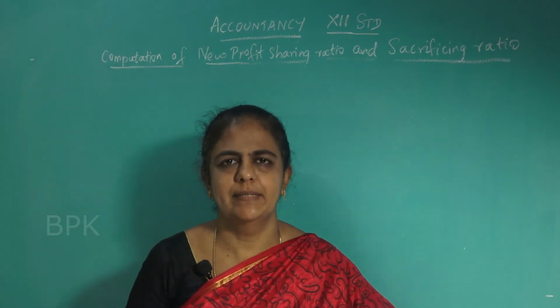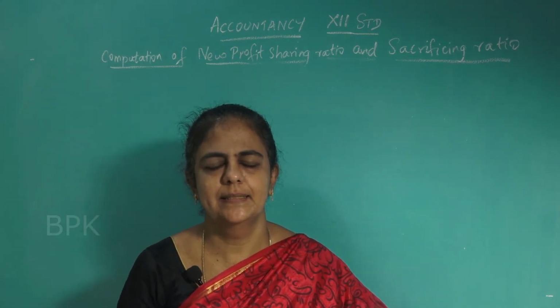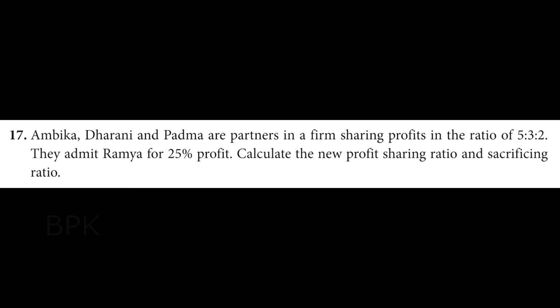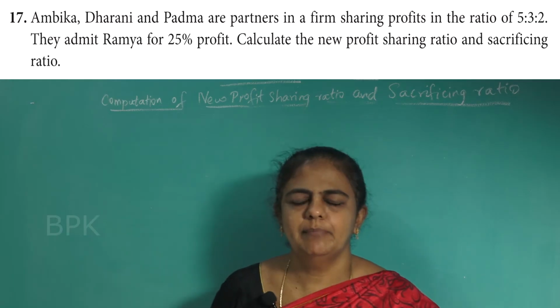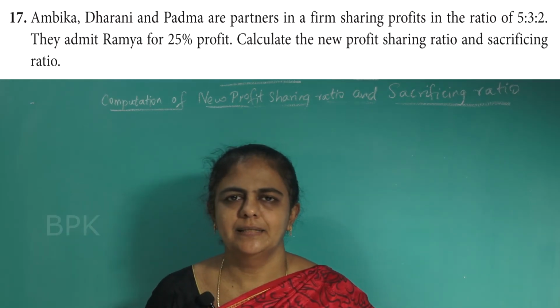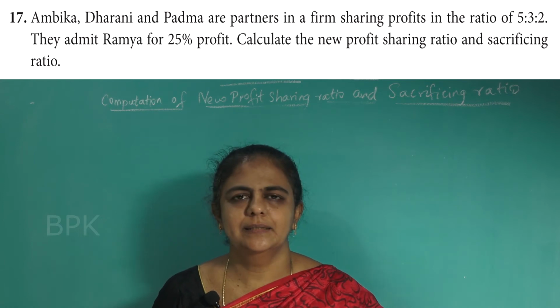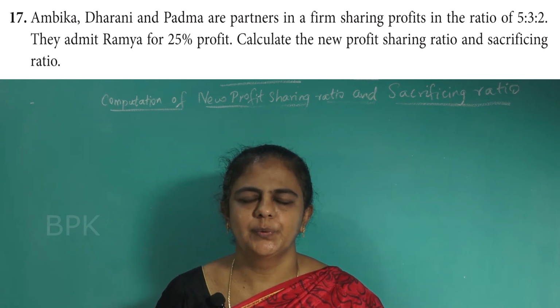Question number 17. I'll read the question. Just listen. Question number 17, page number 177. Ambika, Dharani and Padma are partners in a firm sharing profits in the ratio of 5:3:2. They admit Ramya for 25% profit. Calculate the new profit sharing ratio and sacrificing ratio. Here 3 partners are there: Ambika, Dharani and Padma. What is the ratio? Old ratio.